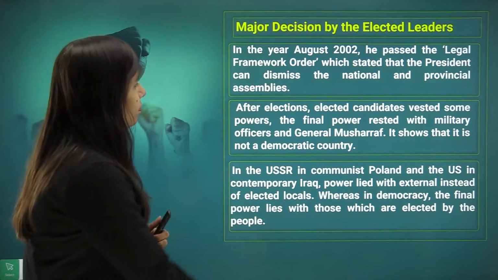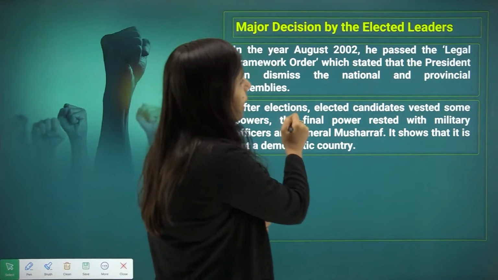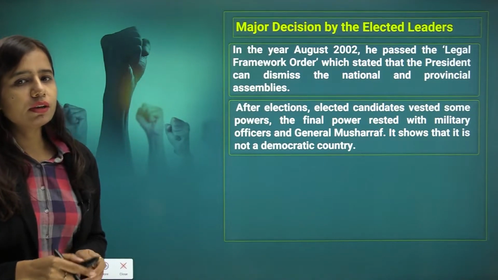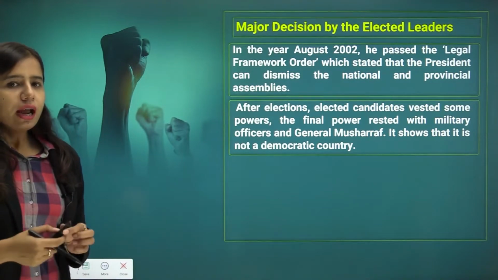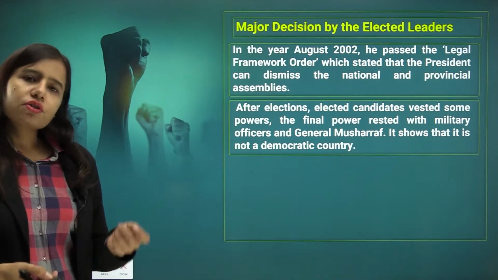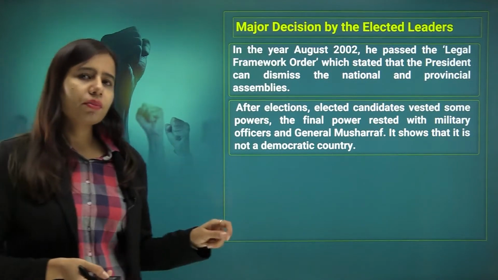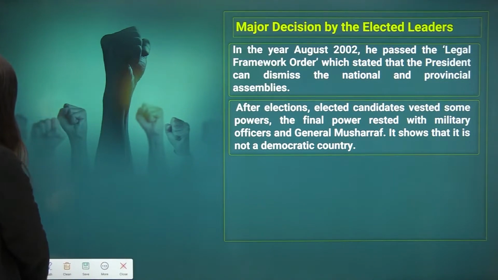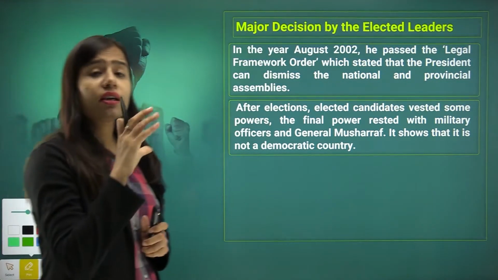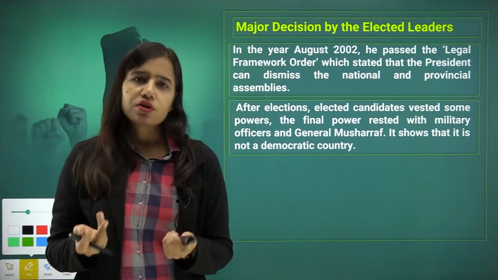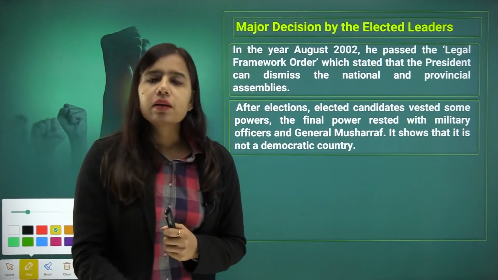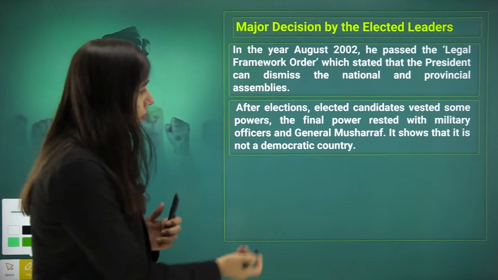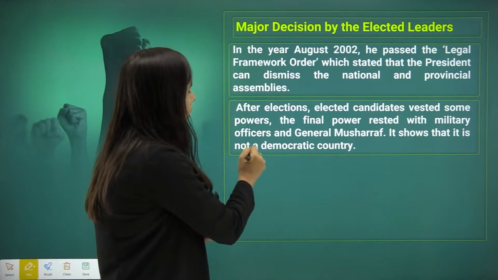Now what happened? After elections, elected candidates vested some powers and the final power rested with military officers and General Musharraf. It shows that it is not a democratic country, right? This is the same thing which I earlier repeated. I'm going to repeat again कि ऐसा नहीं है इलेक्शंस नहीं हुए, इलेक्शंस भी हुए, लेकिन इलेक्शंस के बाद भी जो मेजर डिसीजन मेकिंग की फाइनल पावर थी वो किसके पास थी? जनरल मुशर्रफ के पास थी. इसका मतलब पाकिस्तान के अंदर वो जो सरकार थी वो एक लोकतांत्रिक सरकार नहीं थी, right? It is not a democratic country.